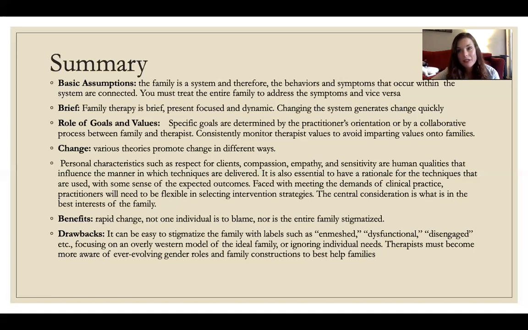Some of the benefits of family therapy include rapid change. Not one individual is to blame, nor is the entire family stigmatized. If you start doing family therapy, what you'll see is it's amazing. Once you start to change one aspect of the family system, it can really impact the whole.